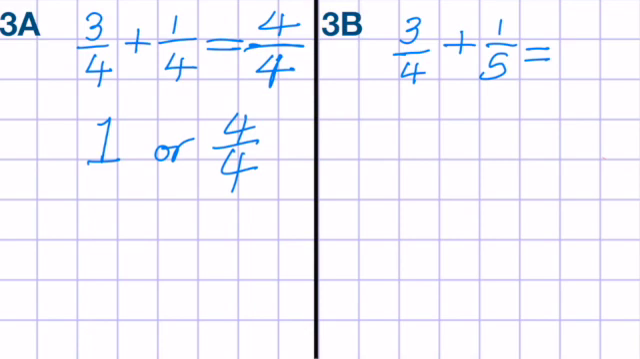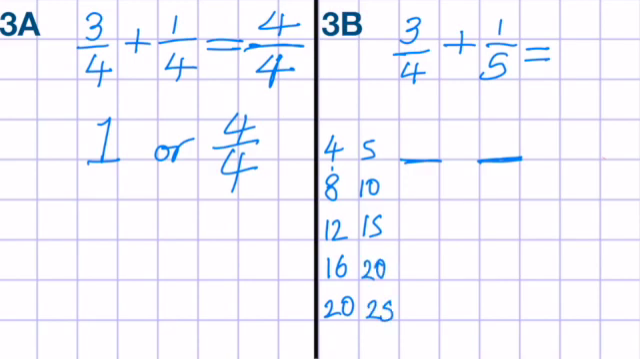Over on this side, 3B, the denominators are different. So we need to change these fractions so they have the same denominator. I'm writing my lines below. I am going to write out my first 5 multiples of 4. So 4, 8, 12, 16 and 20. And my first 5 multiples of 5. 5, 10, 15, 20, 25.